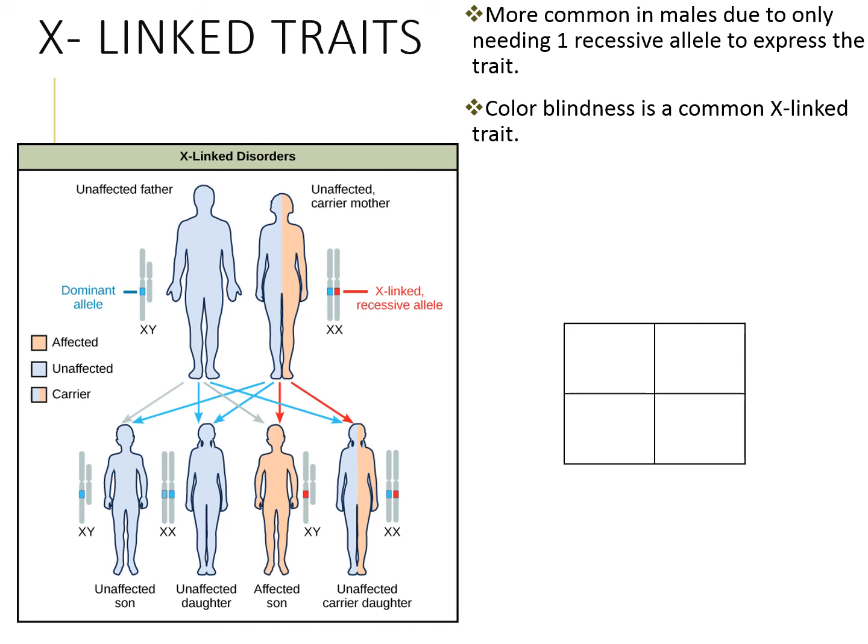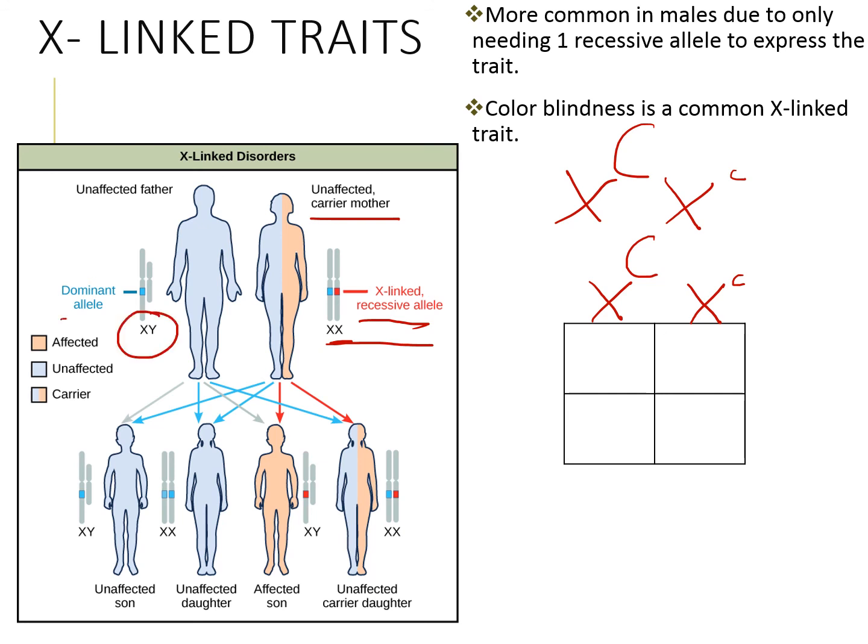So if we look at this example, an unaffected carrier mother, we are showing here that she has two X chromosomes, and one of them has an X-linked recessive allele. I'm going to say that X big C is can see color, and X little c is can't see color. So half the time, her gametes will get the can see color, and half the time they'll get the can't see color. The male is just XY, and we're going to say he's got the dominant allele, all right? So he can see color.